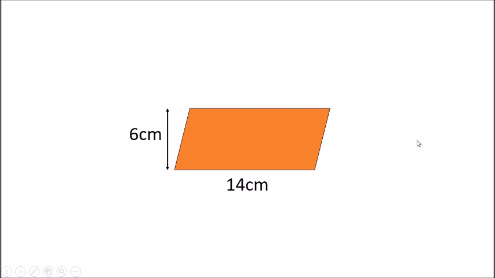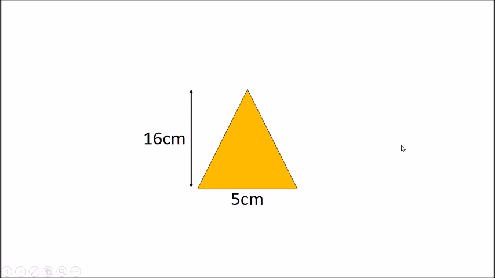Okay, so how do I find the area of a parallelogram? Well, it's the exact same calculation as a rectangle, so I just multiply these two lengths together, so 14 multiplied by 6, so that will give me 84 centimetres squared. And then if I'm trying to find the area of this triangle, how would I do that? Well, a triangle is basically half of a rectangle with the same dimensions. So 5 times by 16 and then half it. So base times height and half it. So that will give me 40 centimetres squared.